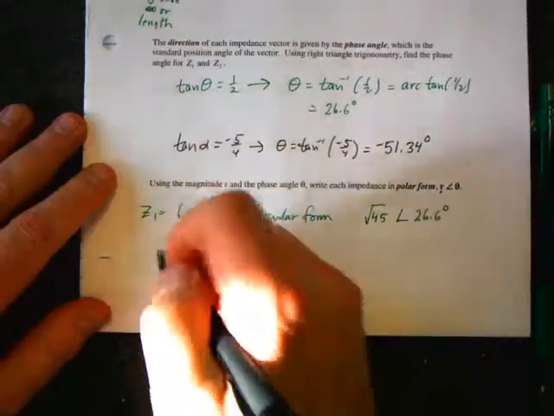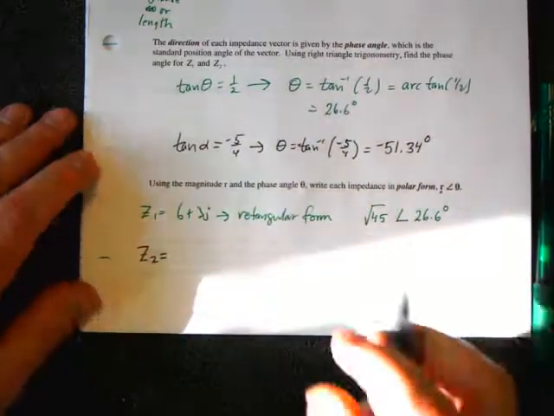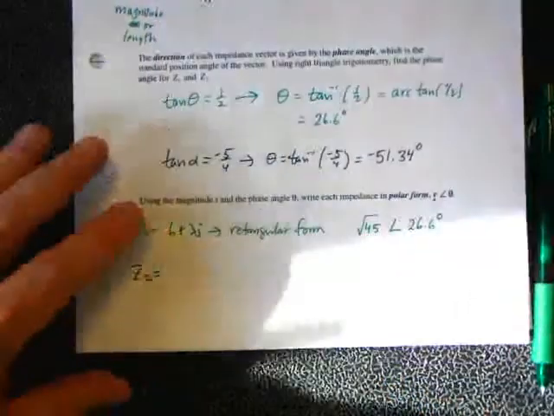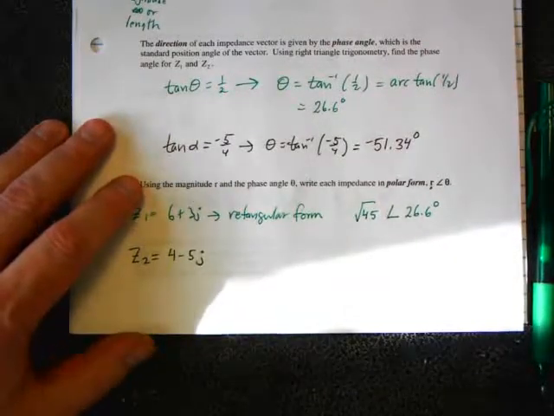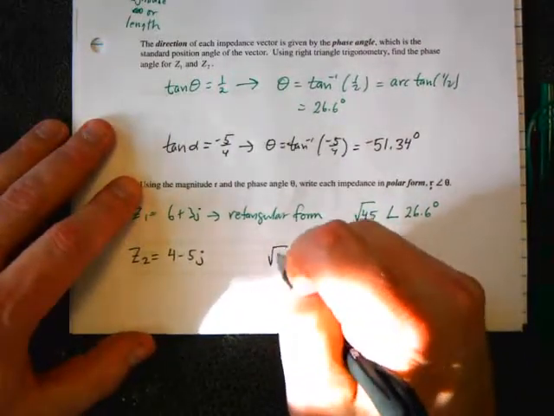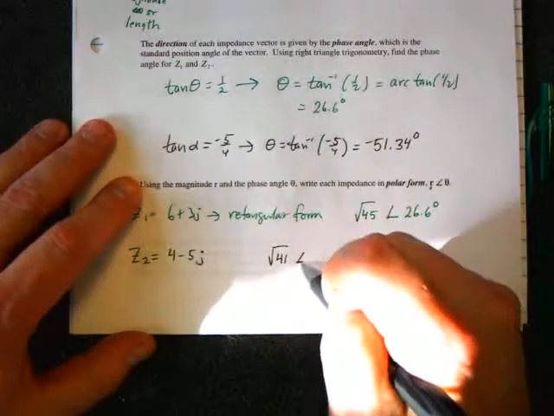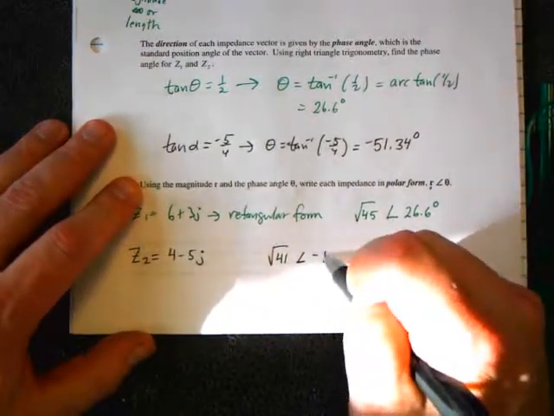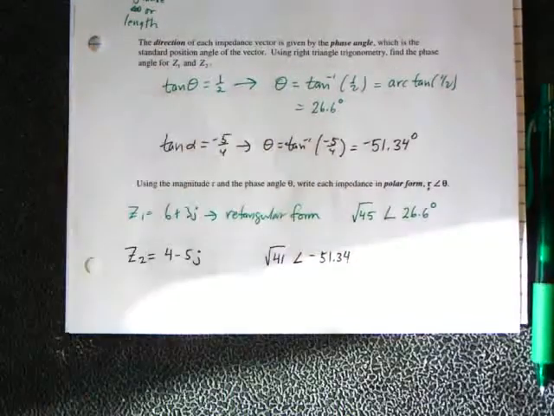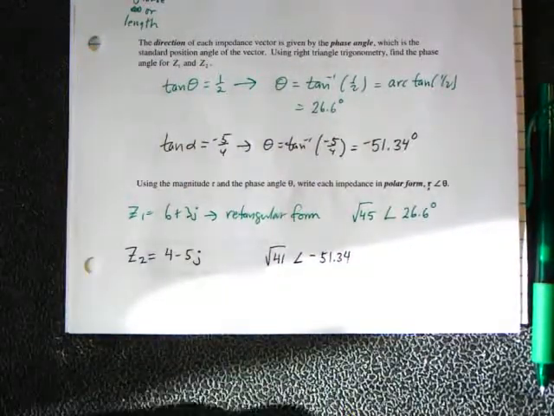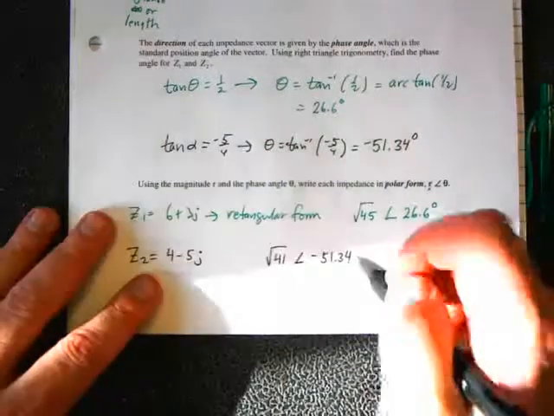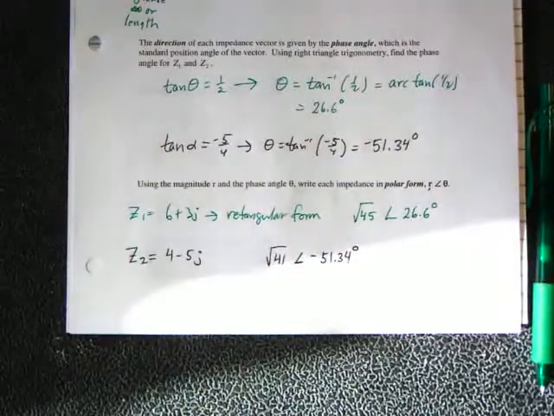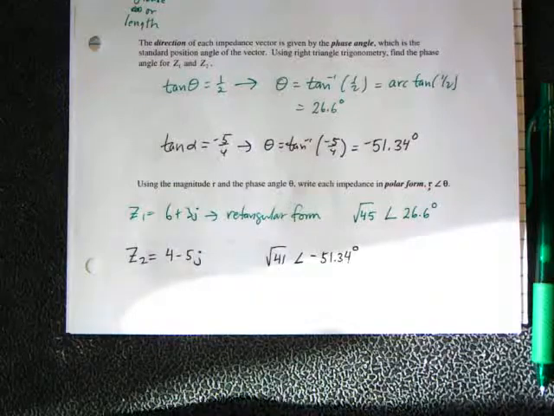And then Z2 was 4 minus 5j. Again, that would be our rectangular form. Our polar form would be square root of 41, angle of negative 51.34. Yes, we should put the degree symbol, because if you don't put the degree symbol, it means you're working in radians.